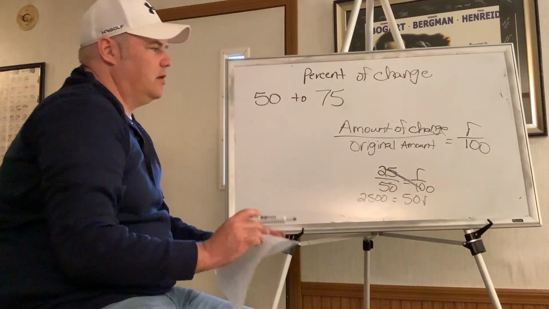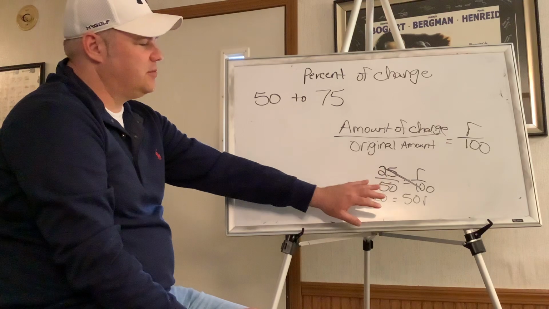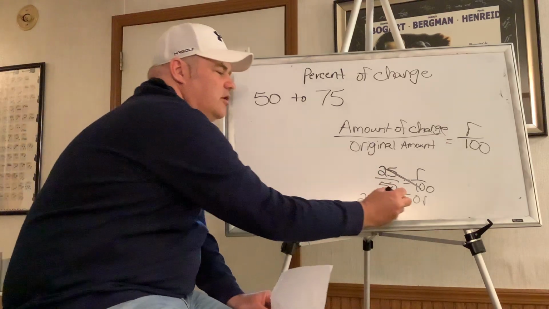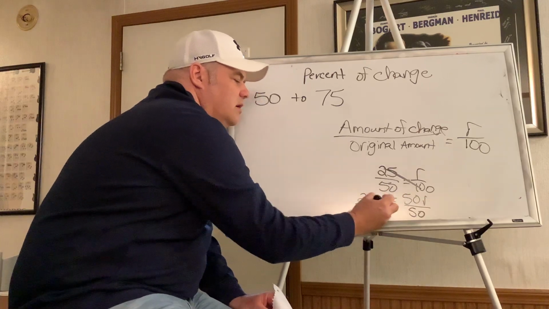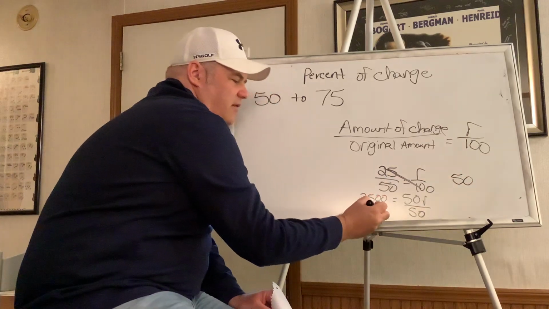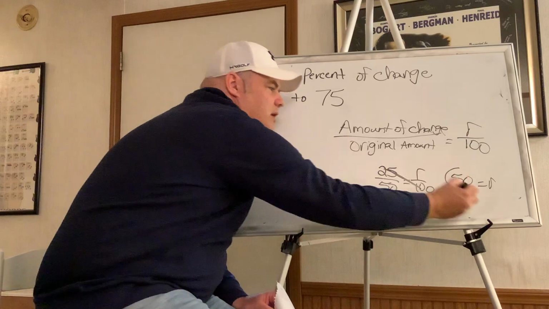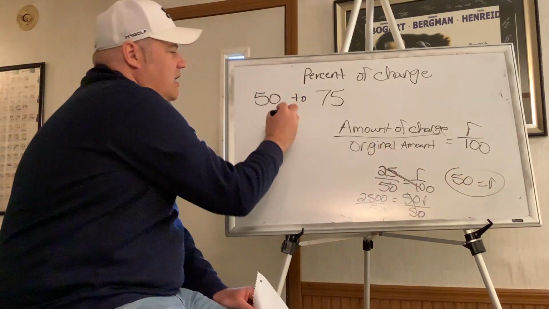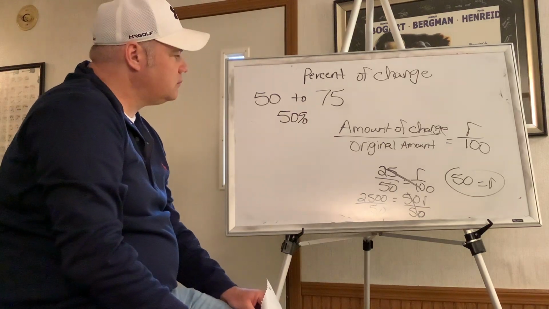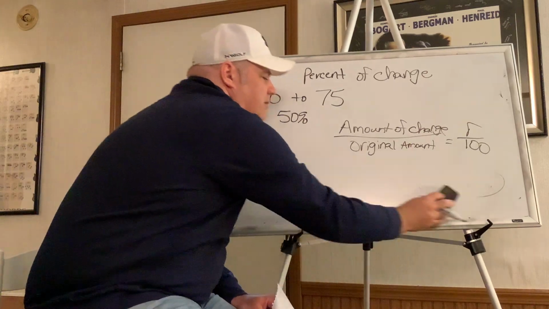I know it seems like that's a lot of algebra, but it's going to be that same thing every time, so you will get used to that. Now all you have to do is divide by 50 to solve for R. 2500 divided by 50 is 50, so 50 equals R. And see, those cancel out. So our percent of change, remember, was 50%.